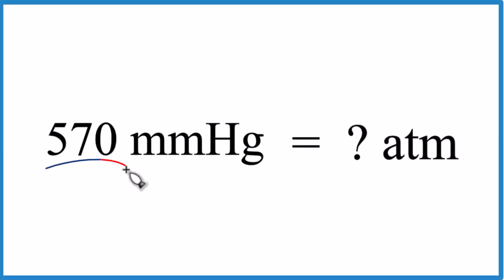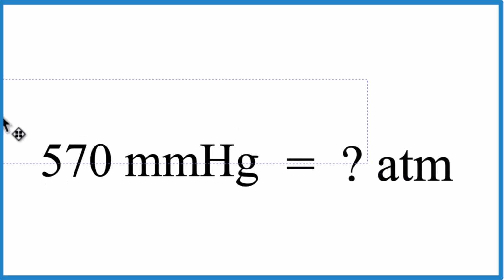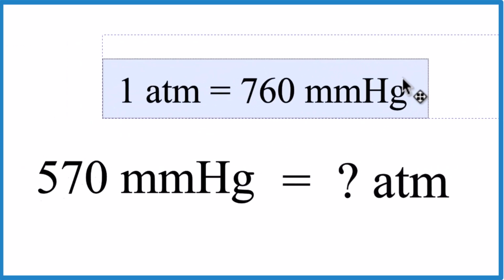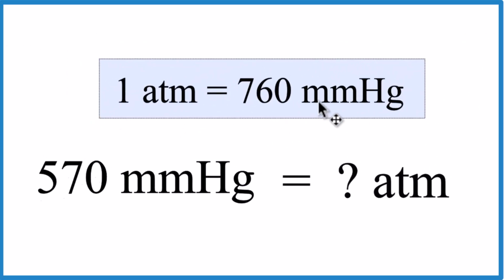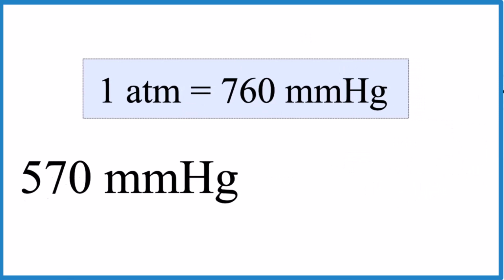So if you're given 570 millimeters of mercury and asked to convert that to atmospheres, here's how you do that. So we need to know a conversion factor. And the conversion factor we're interested in is 1 atmosphere equals 760 millimeters of mercury. So we're going to multiply our 570 millimeters of mercury times this conversion factor.